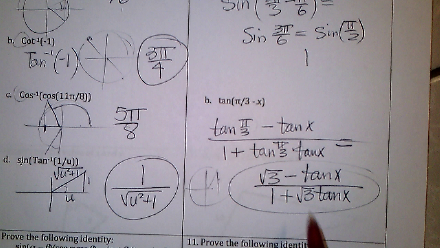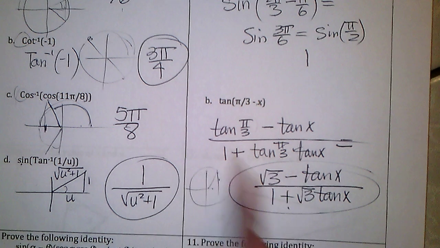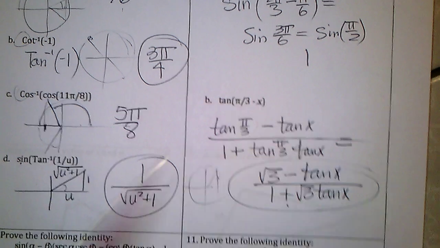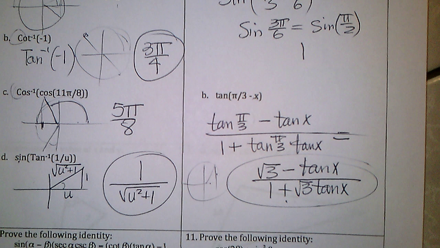Okay, now that doesn't look necessarily simplified, but it's an alternative version of it. We've got the tangent of the pi over 3 taken out of it, so we only have tangent x left in it. That's why it's considered simplified.